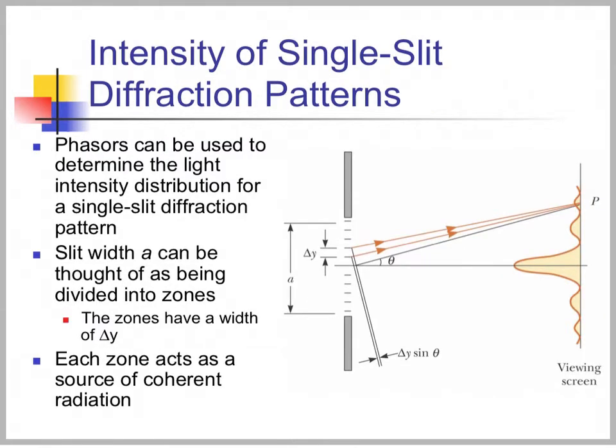We can use phasors to determine the light intensity for a single slit diffraction pattern. The slit width a can be thought of as being divided into zones, each zone having a width delta y. Each zone is going to act as a source of coherent radiation. The path difference between adjacent zones is delta y sine theta.